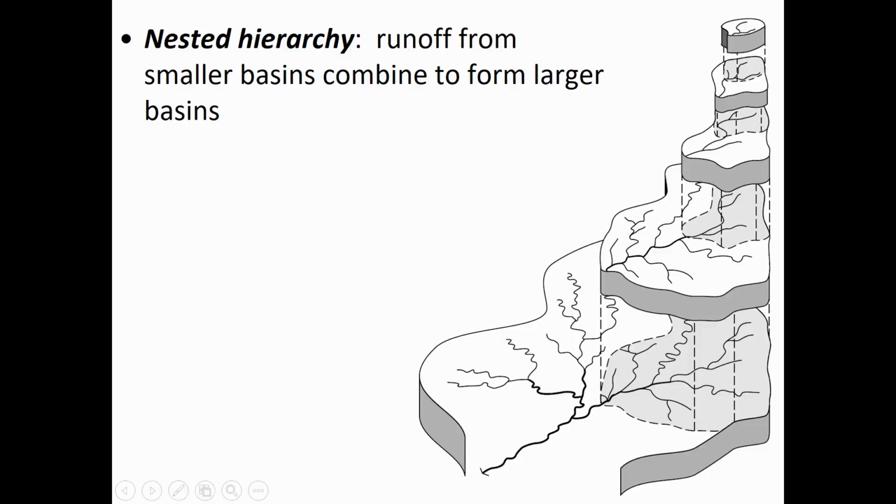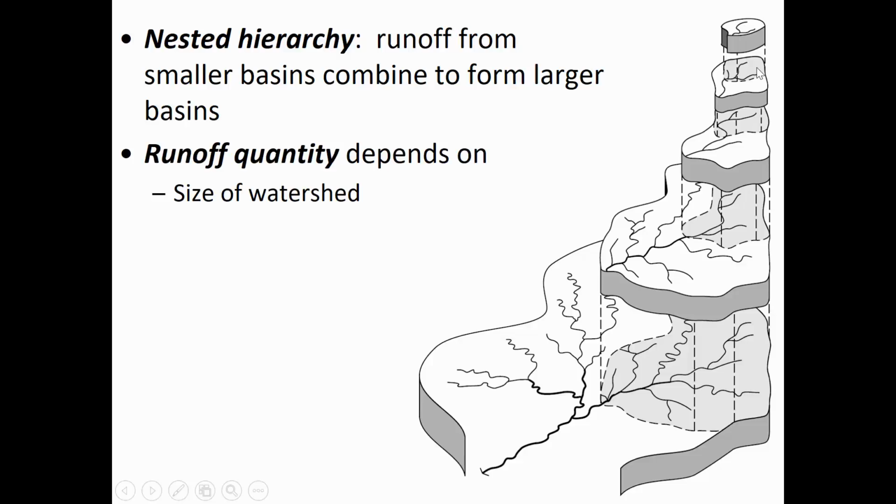But if we, for example, put our point of interest indicator on the Ohio River, there could be hundreds of square miles upstream of a certain location, and all of the water that falls onto the surface has to be considered upstream of that point. So there are these nested smaller basins that all form larger basins.